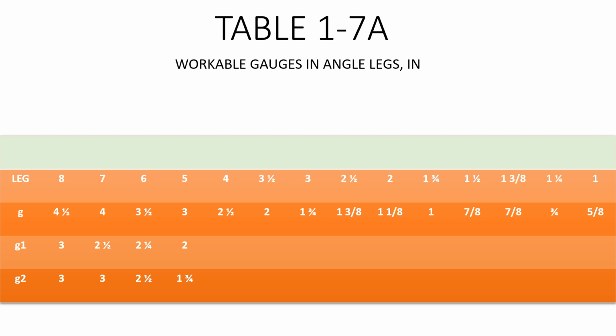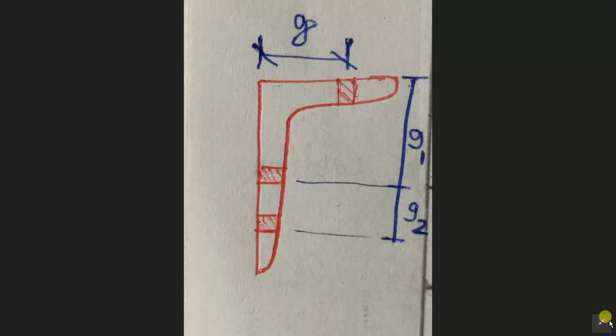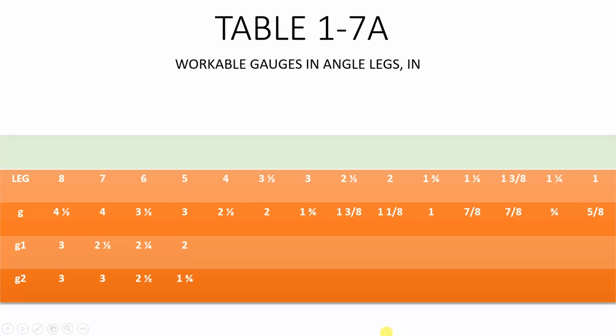Hi everyone, today we're going to discuss Table 17A. What about this table? What's the specialty? The specialty is the gauge, G. At the top, one leg is shorter, and coming to the longer side, we have G1 and G2 with respect to both.